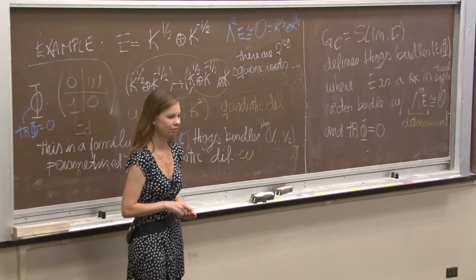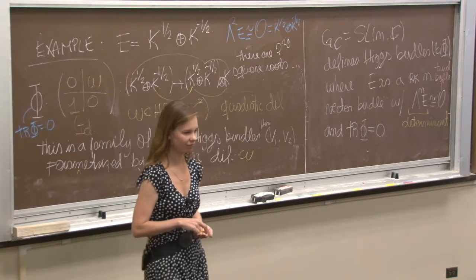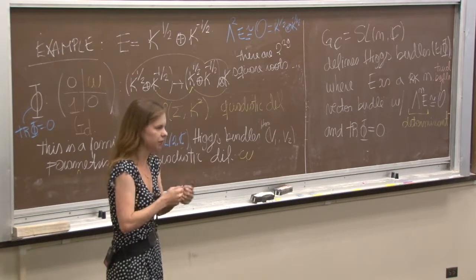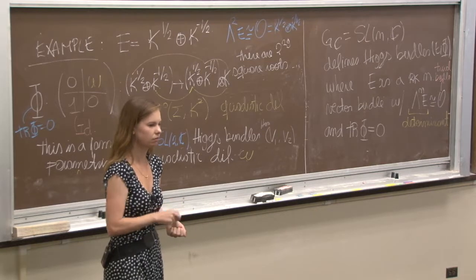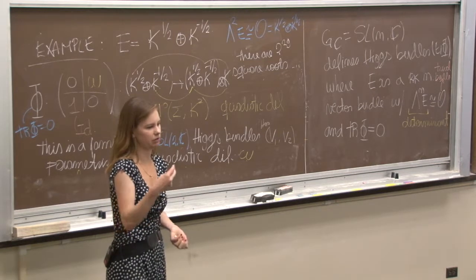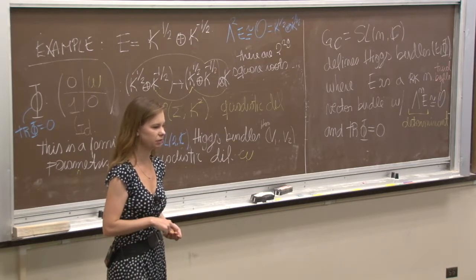Okay, I see. So when you say a G_C bundle, it really is G_C plus a representation that takes my principal bundle to a vector bundle. Yes. Because I'm trying to work with matrices in my vector spaces, yeah.